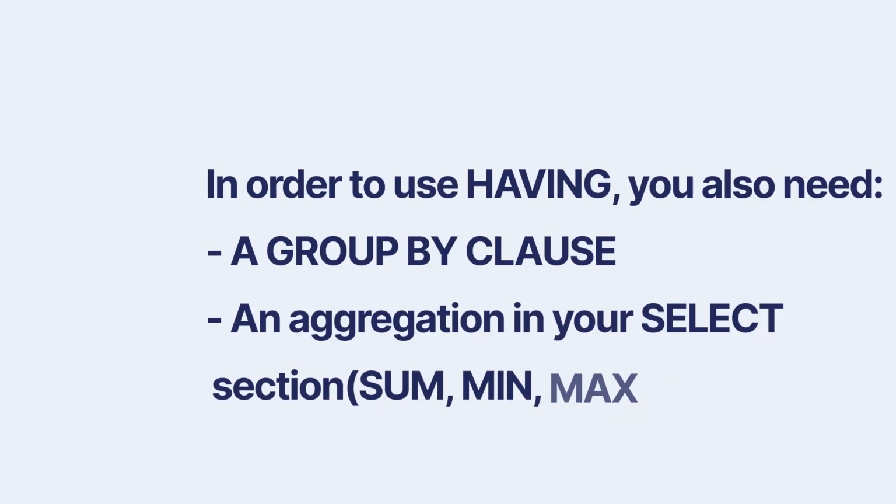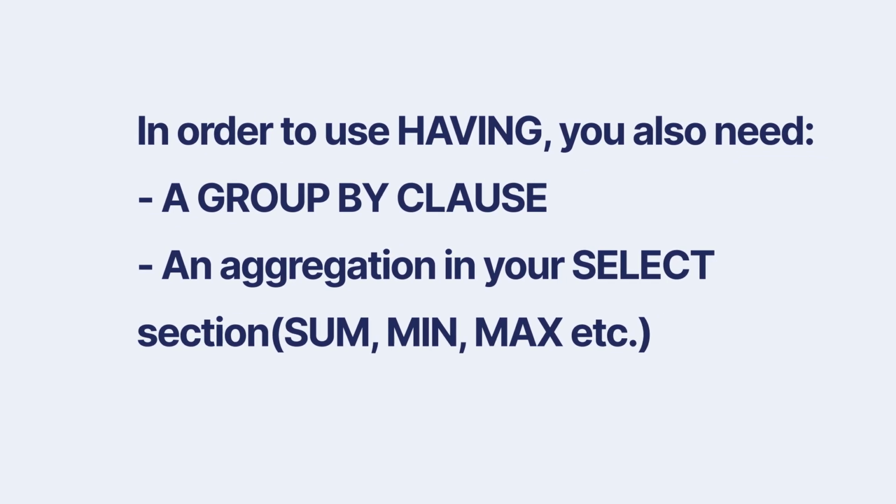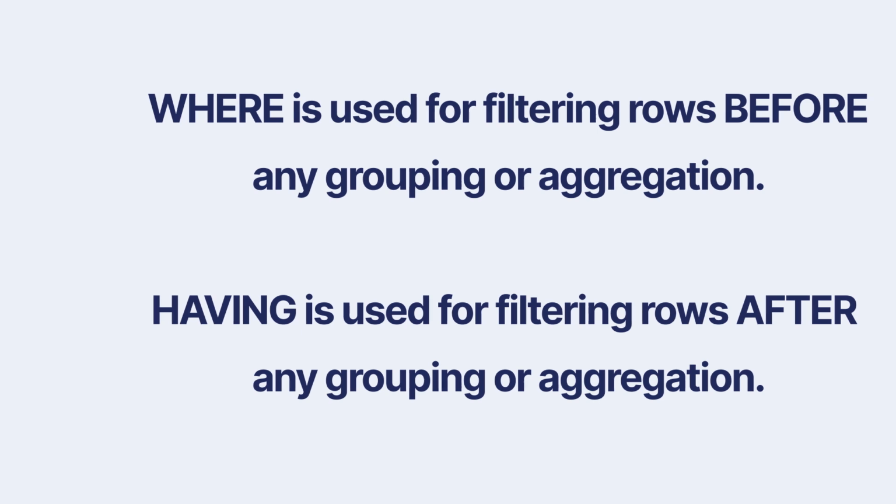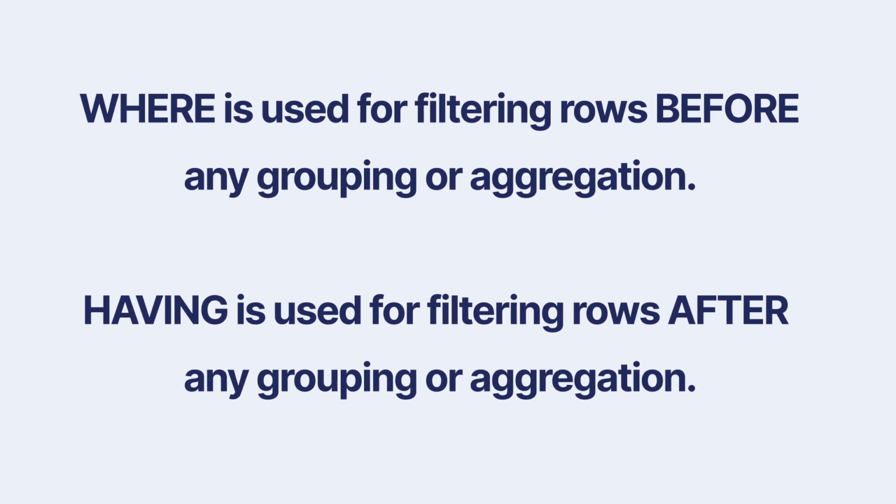In order to use having, you also need a group by clause. My point is, for you to use the having clause, you also need a group by clause and an aggregation in your select section, like sum, minimum, maximum, and so on. The where clause is used for filtering rows before any grouping or aggregation, while having is used for filtering rows after any grouping or aggregation. So we have where for before and having for after. Let's take a look at the practical.